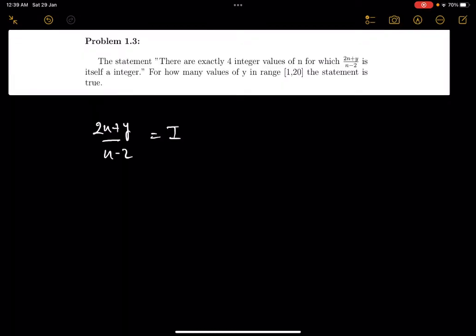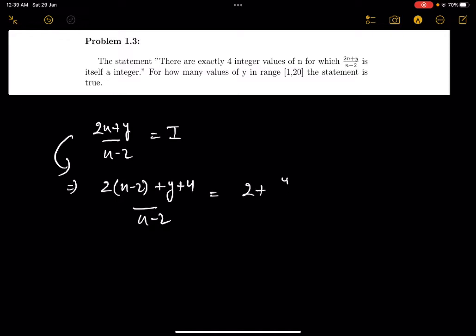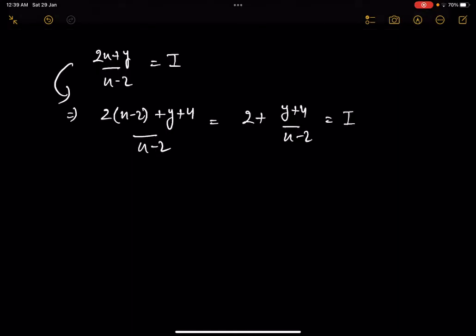So let's simplify this expression into 2 times of n minus 2 plus y plus 4 upon n minus 2. I can write this down like this, and then it will be 2 plus y plus 4 upon n minus 2, and this will be I, which is an integer. To satisfy this, we need this expression, that is y plus 4 upon n minus 2, to be an integer.